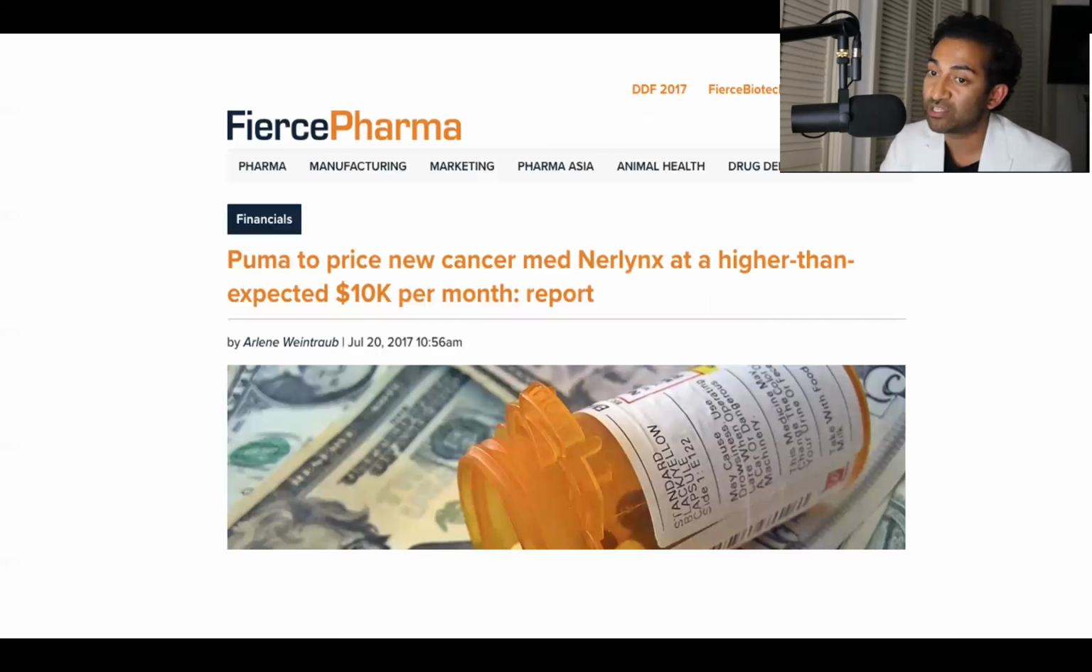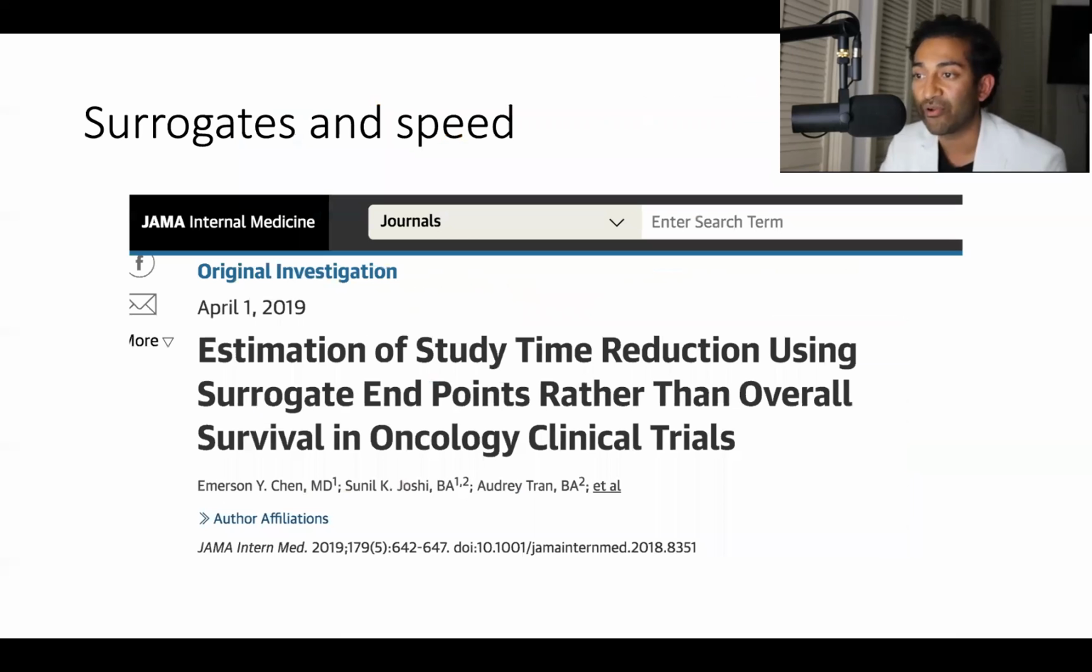They do this. Puma is expected to price the new drug, Neratinib, at a higher than expected 10K per month. This was back a few years ago. So disappointing. I think this is why our field is really suffering. It's a field that increasingly has substituted good clinical care for the development of largely financial products that purport to offer better health.